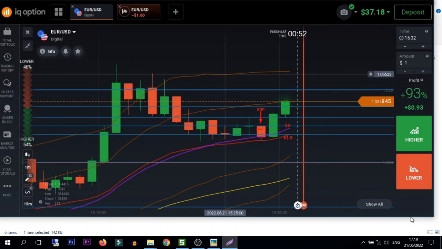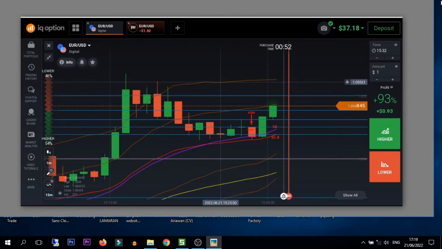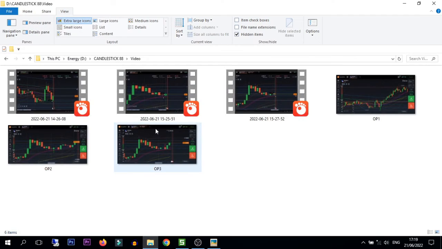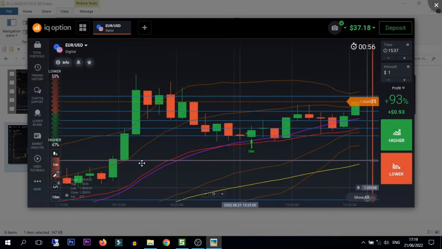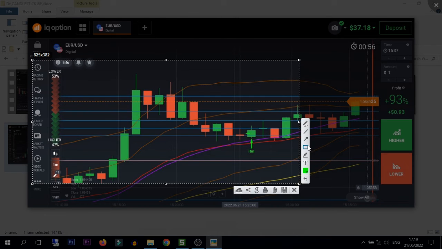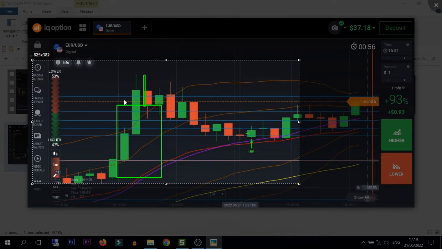Oh, before I was wrong, sorry, where is this candlestick? Okay, this one, number 2, I was wrong counting the candle. This was like this. Okay, and sorry, again I'm wrong here. This was like that.